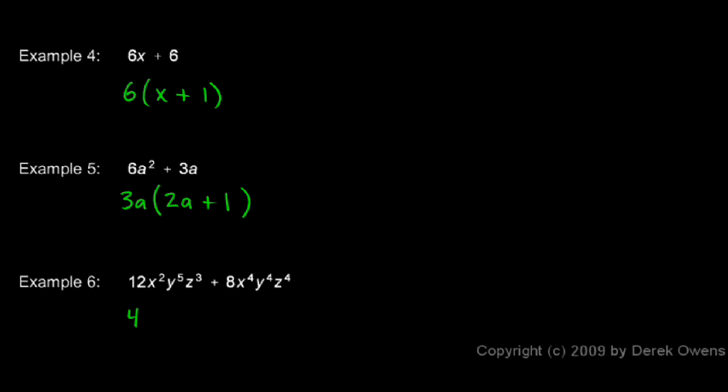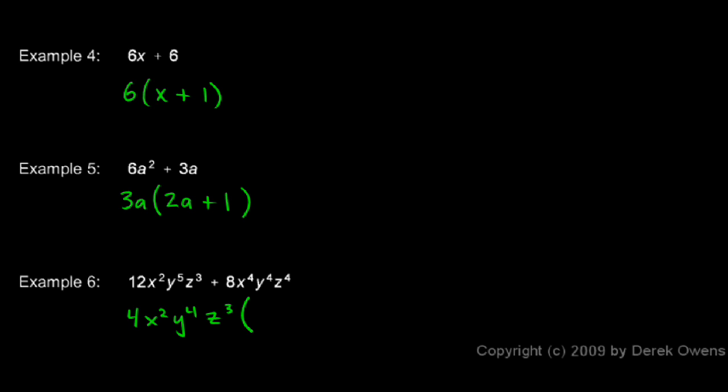And now let's look at the x's. There's an x squared and an x to the 4th. The largest common factor there would be x squared. And now look at the y's. There's a y to the 5th and a y to the 4th. The largest common factor there is y to the 4th. And then the z's. I have a z cubed and a z to the 4th. The largest common factor is z cubed. And what I've done with that little thought process is I have found the greatest common factor between these two monomials, or between those two terms.